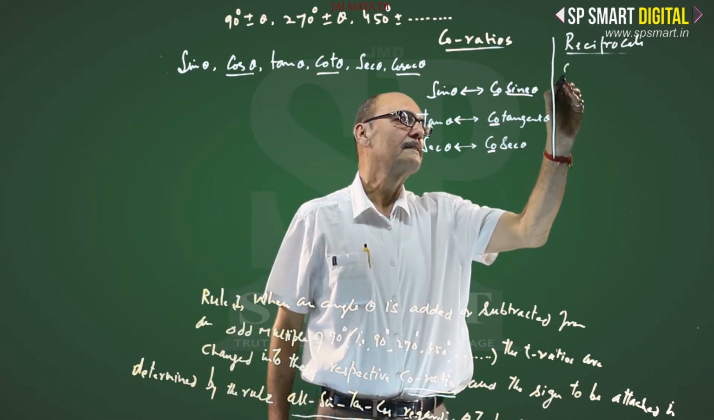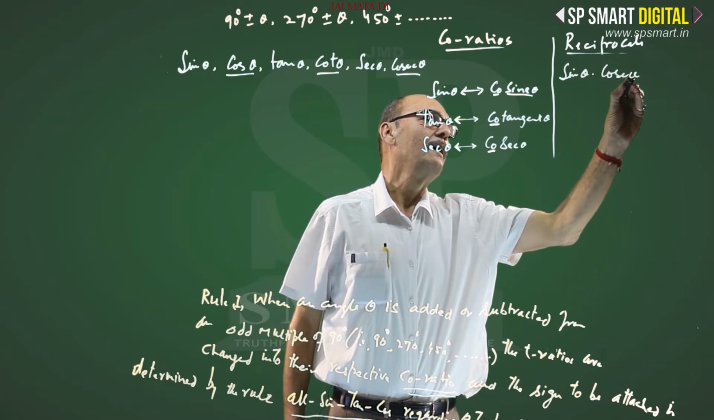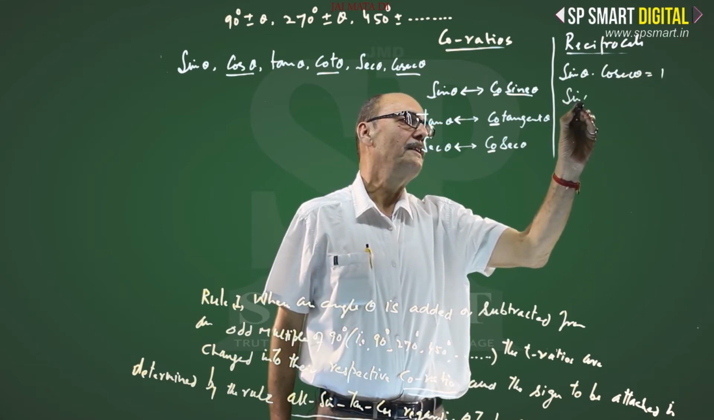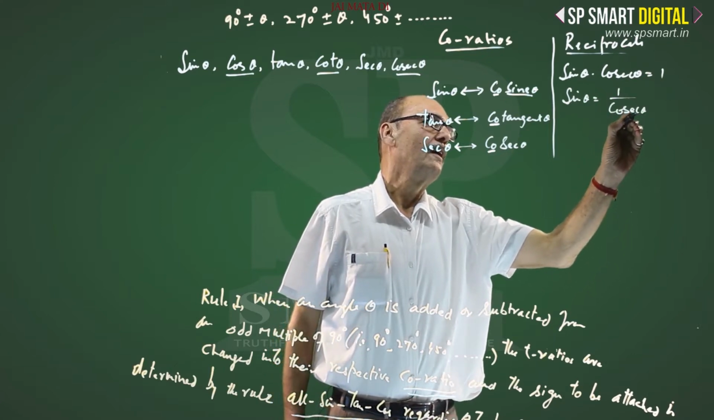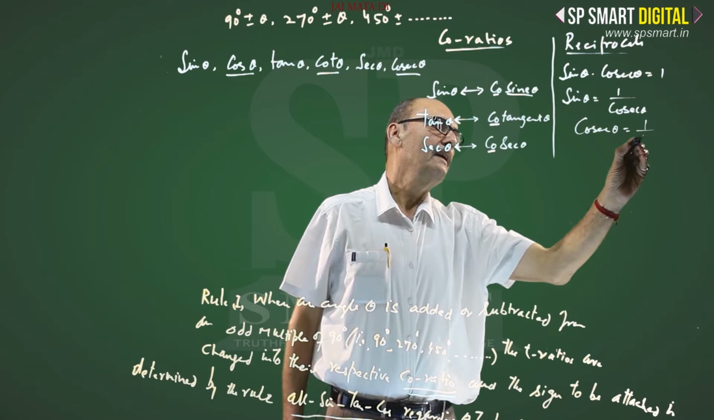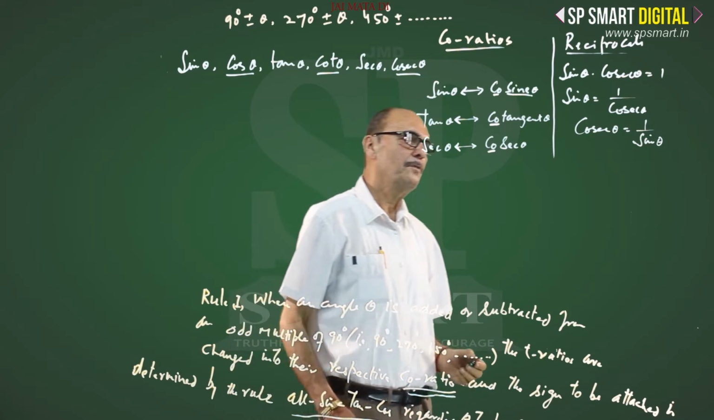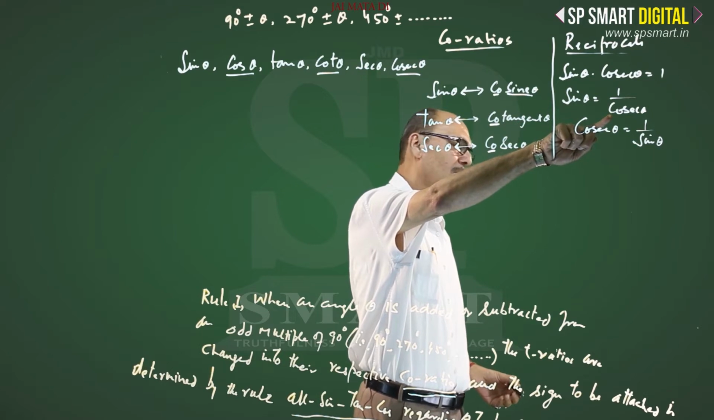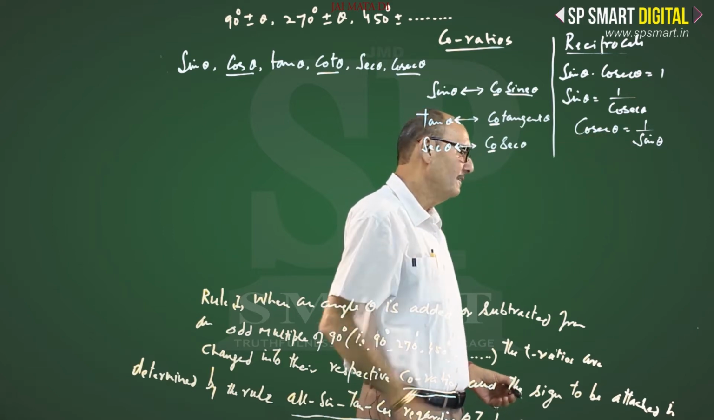Reciprocal is sin theta multiplied by cosec of theta equals 1. Reciprocal of sin theta is 1 by cosec theta, and cosec theta equals 1 by sin of theta. Here at this stage we say that reciprocal of sin theta is cosec theta, and reciprocal of cosec theta is 1 by sin theta.